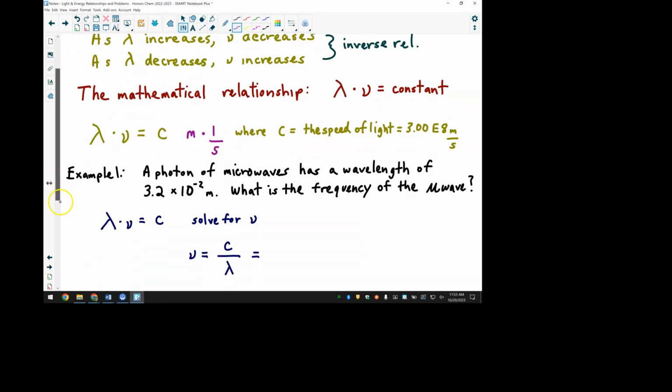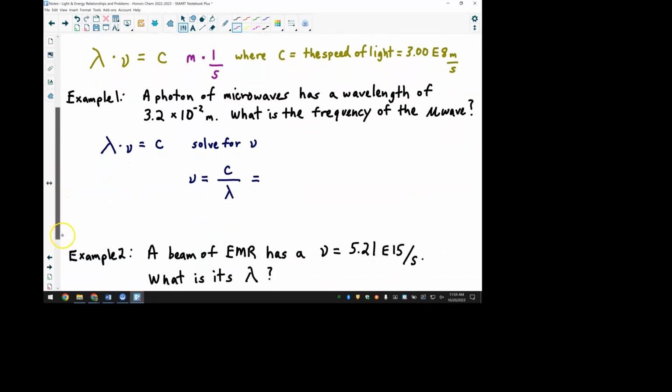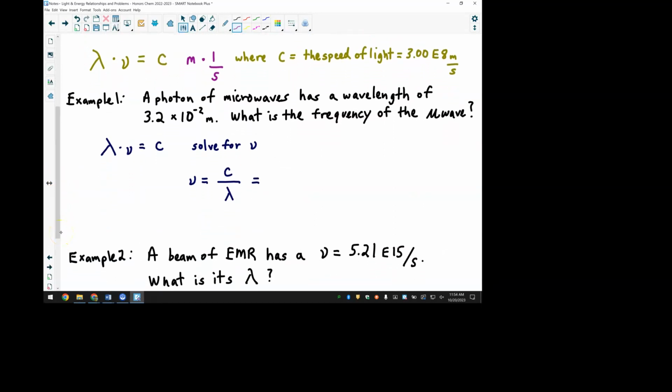Okay, I'm going to scroll down and we're going to look at a sample problem based on this equation. So a photon of microwaves has a wavelength of 3.2 times 10 to the negative second meter. Actually, that's 3.2 centimeters, if you think about it, yes? What is the frequency of that microwave? When I look at a problem like this, it says it has a wavelength of blah, I put a little lambda next to it because that's my wavelength. And what I want to know is the frequency.